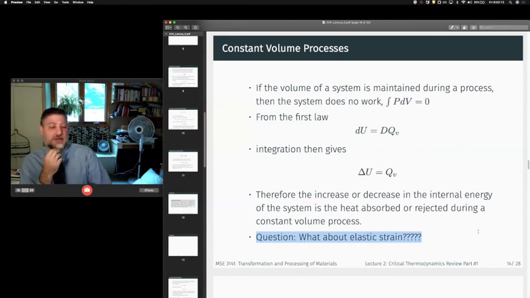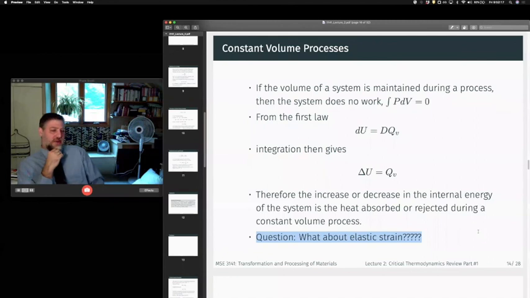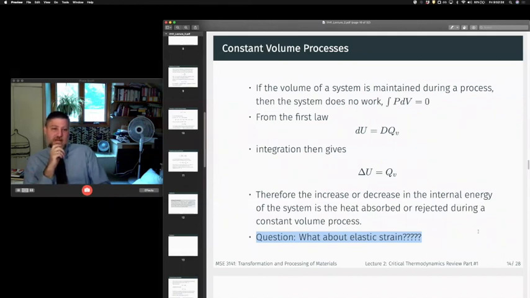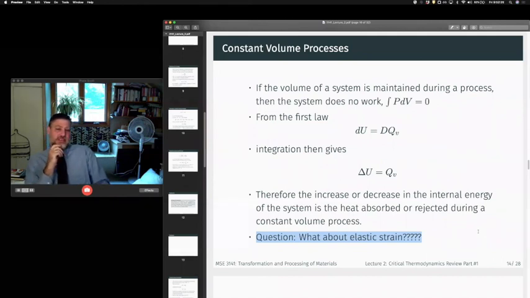So what about elastic strain? What happens to a solid when you heat it up? It tends to have thermal expansion. If we confine it to the same volume and we heat it up, what are we changing internally?